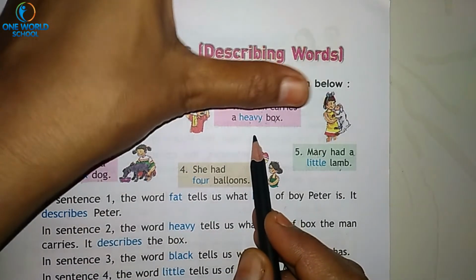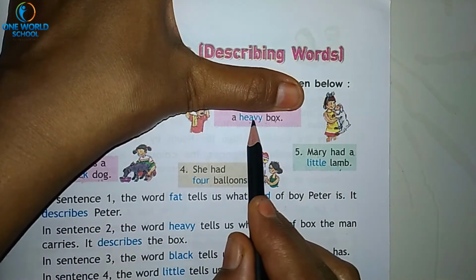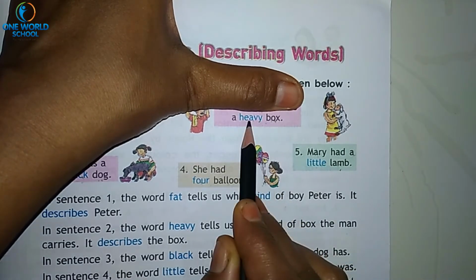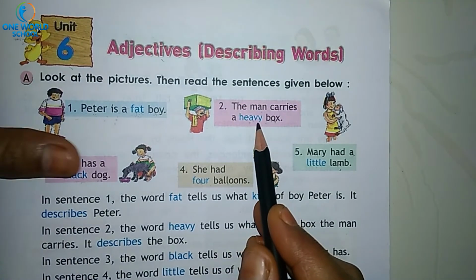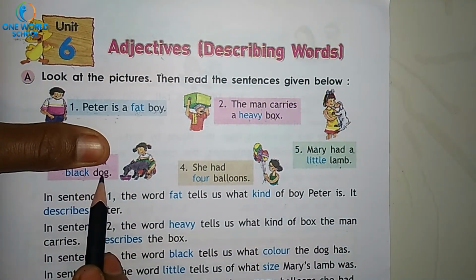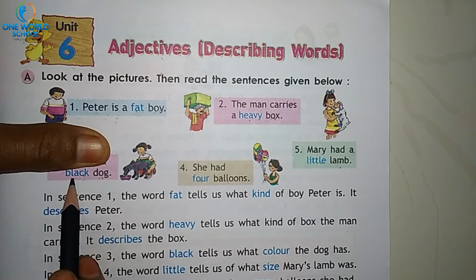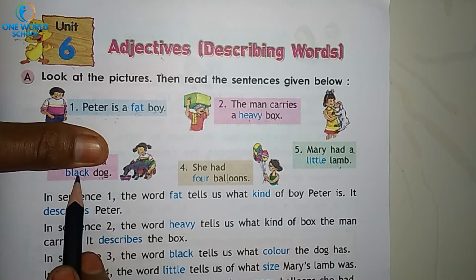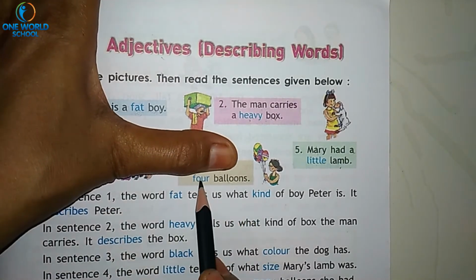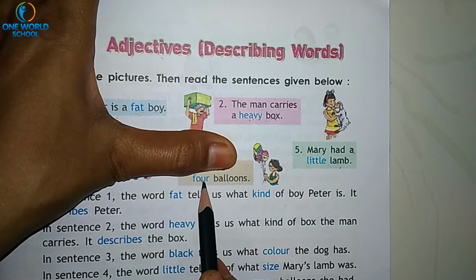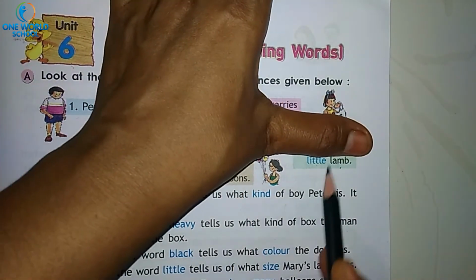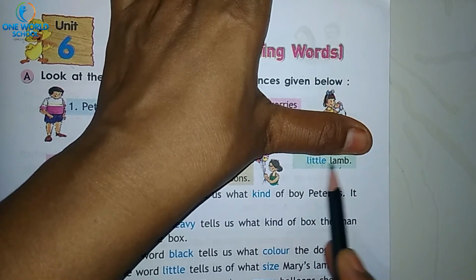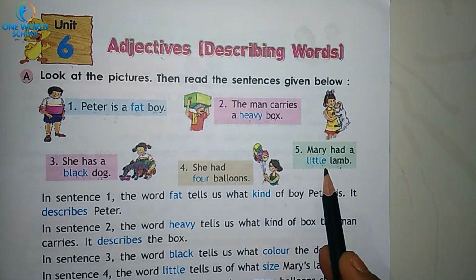Okay. You just leave these things. Heavy box. What kind of box? It's a heavy box. Okay. Dog. Black dog. What is the color of the dog? It's a black dog. Okay. How many balloons? 4 balloons. Okay. Little lamb. What kind of lamb? Little lamb. Can you understand?